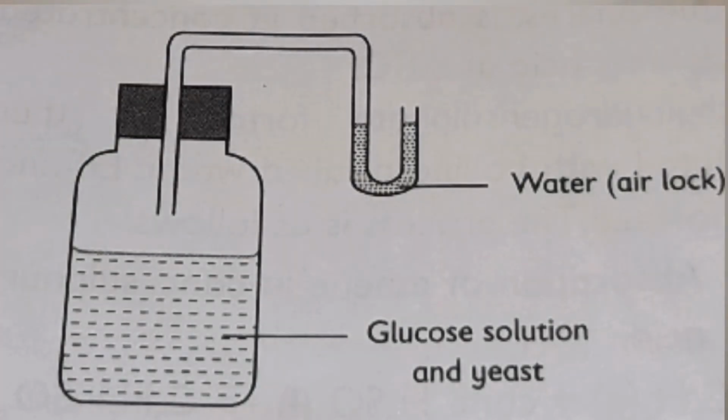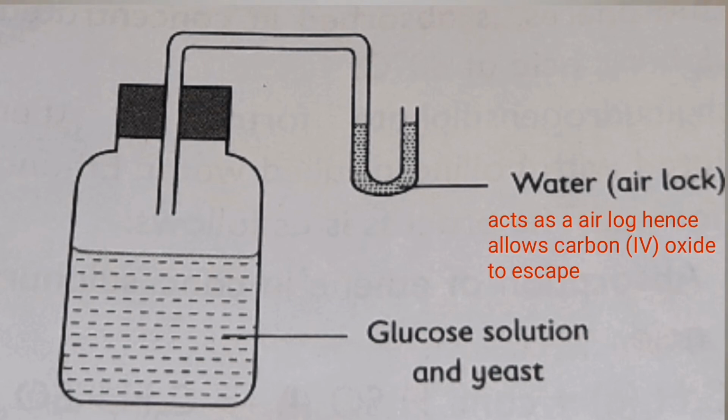In the fermentation process, you see the glucose solution there and the yeast. The role of the water is to act as an airlock. That is to allow carbon dioxide gas to escape. As well, it keeps out airborne bacteria. Now the resulting mixture is then distilled to obtain a distillate of ethanol, which is about 95% ethanol. So that is how the fermentation process is done.